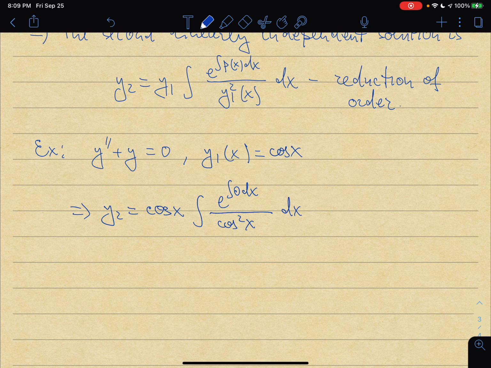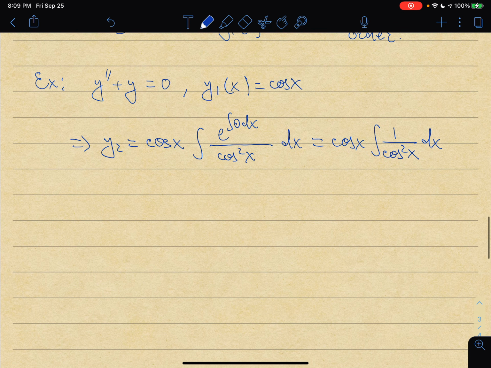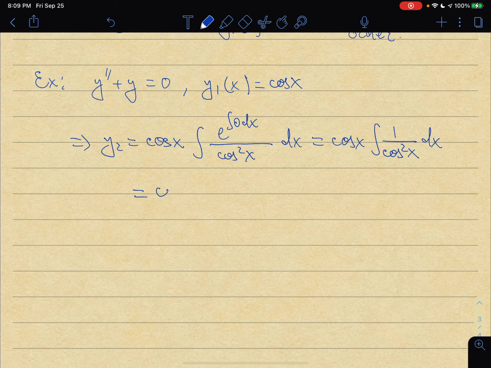The integral of 0 is 0, e to the 0 is 1, so the numerator is 1, so this is cosine of x times the integral of 1 over cosine square of x dx. And then the integral of a secant square is tangent, so this would be cosine of x times tangent of x. But we already know that tangent is sine over cosine, so I can simplify and get sine of x. And so this is my second solution by the method of reduction of order, which I already implemented above, except that now we simply have a formula that we can use.